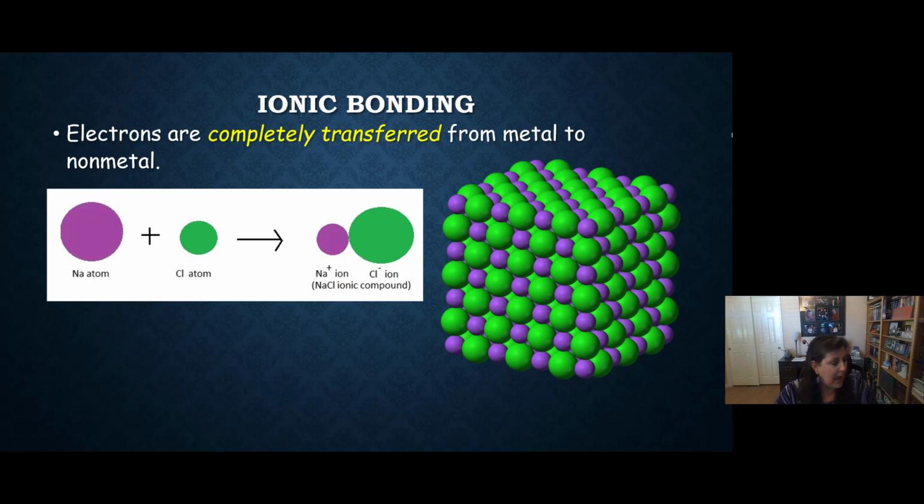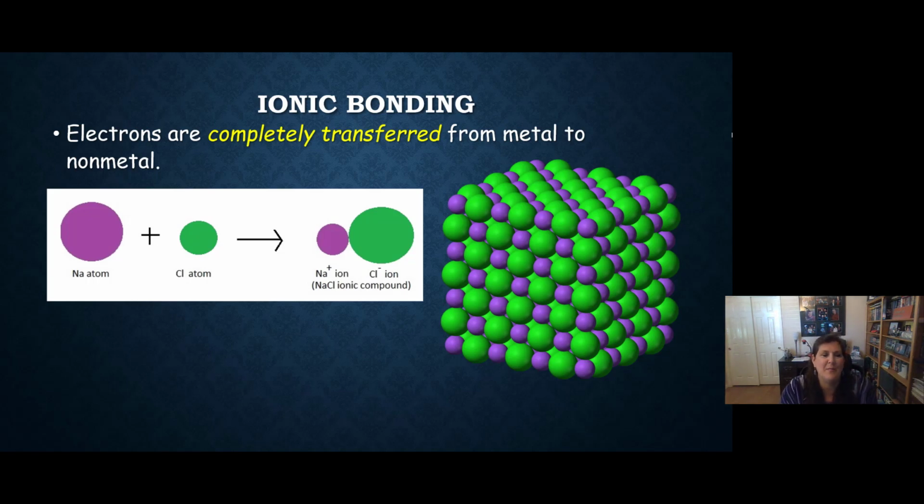The sodium atom is in column 1, and so it wants to lose one electron and become a +1 ion. Now chlorine is in the halogen column, column 7A. And Cl wants to gain one electron and become a Cl -1 ion.